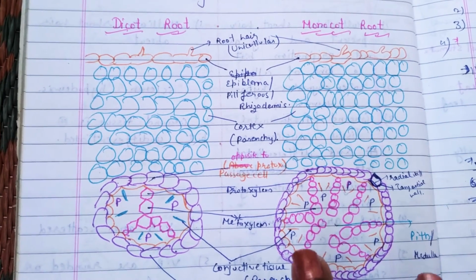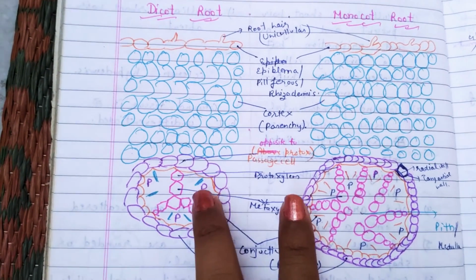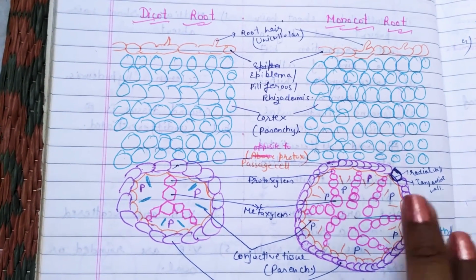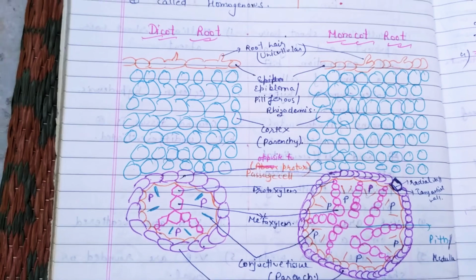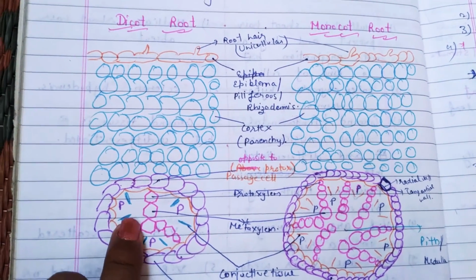This is the main difference between root and shoot. Now, in the dicot root and monocot root, in both the xylem is of exarch type, and radial vascular bundles are present in both.